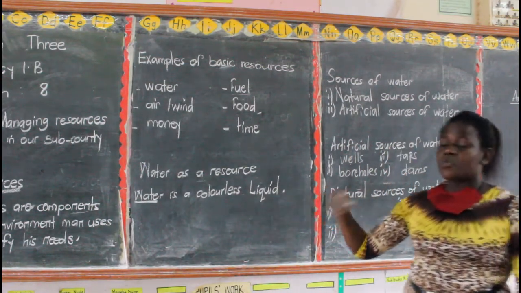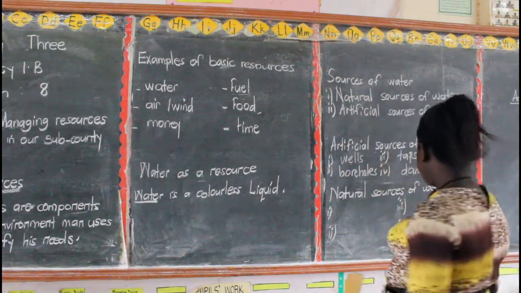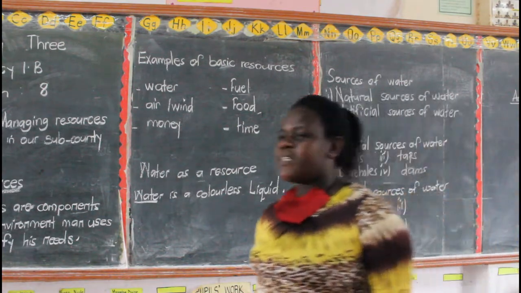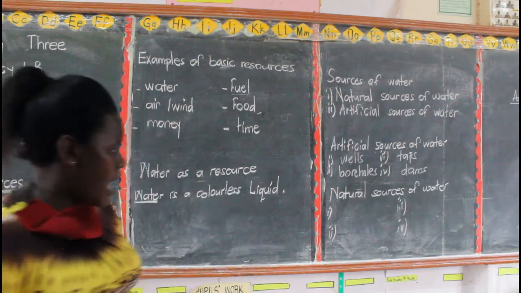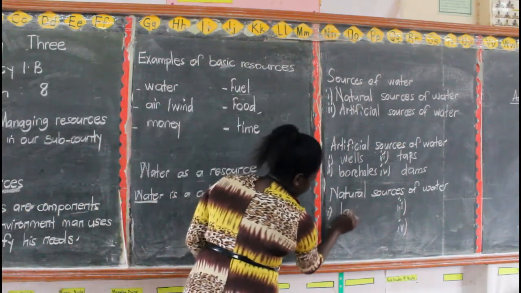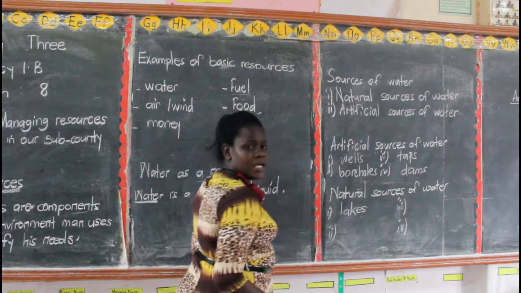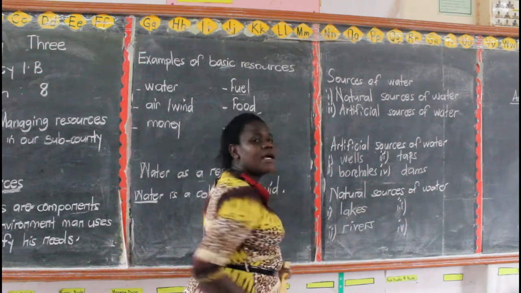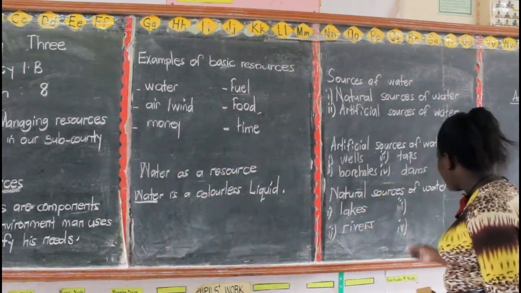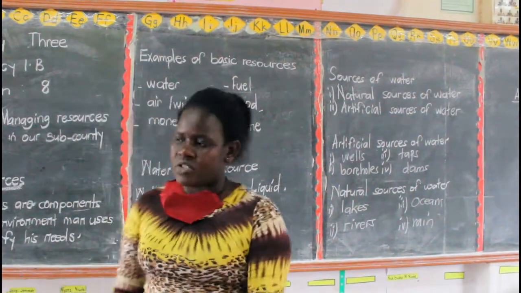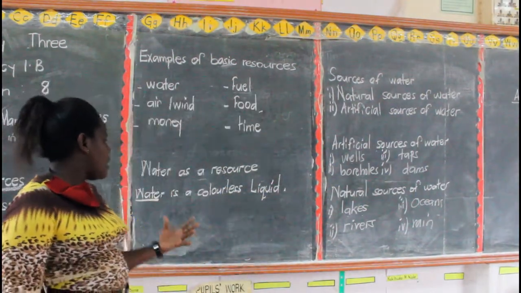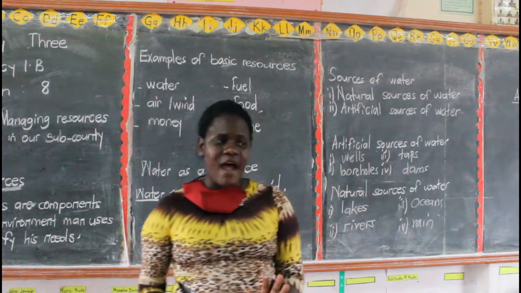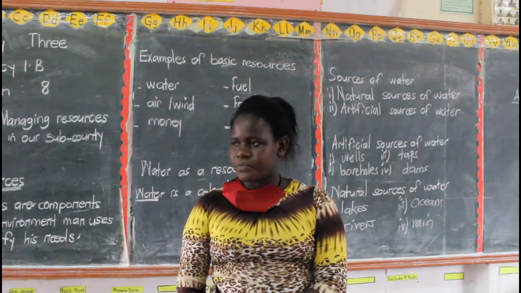Remember, we are talking about water as a resource. Let us move on. Natural sources of water. Can you still give me some of the examples of natural sources of water? Yeah, we have lakes. We have rivers. Very good. We have oceans. I talked about resources, and we went on water as a resource, and now we have finished this one, water as a resource. Are we there, children? Good.